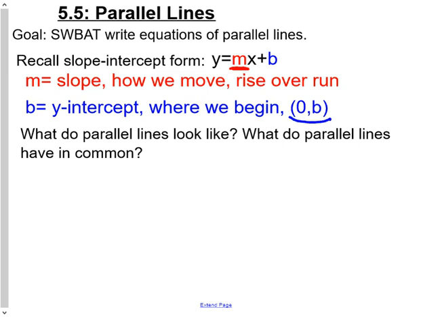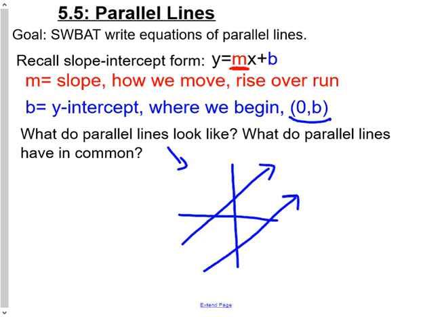What do parallel lines look like, and what do they have in common? Parallel lines should be known that they are not going to intersect at all. They are going to continue to go, and they will never intersect. And because they don't intersect, they actually are going to have the same slope.